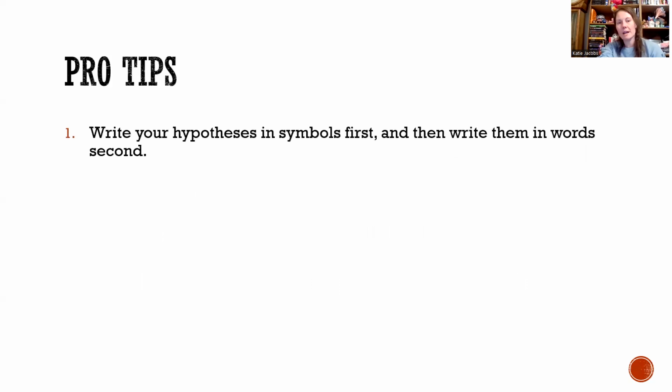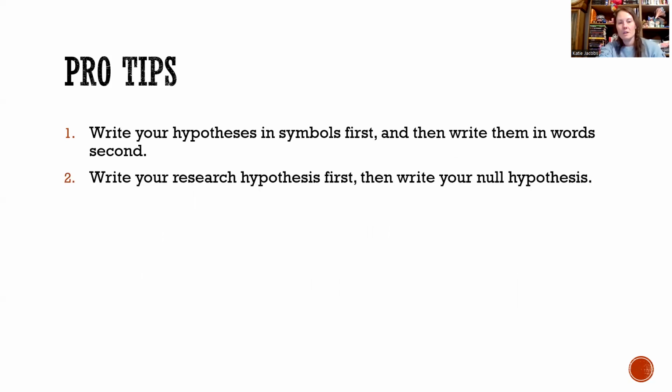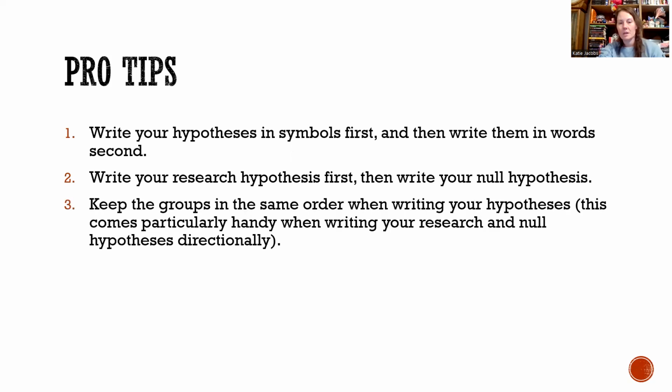So pro tips, when you're writing your hypotheses, write your hypotheses in symbols first and then put them into words. I would actually write both my research and null hypotheses in symbols first and then translate them into words second. And then when doing this, I always write my research hypothesis first, then I write my null hypothesis, because the research hypothesis is the one that we're actually interested in as researchers. Another tip is to keep your groups in the same order when writing your hypotheses. This really comes in handy when we're writing our hypotheses directionally as well.